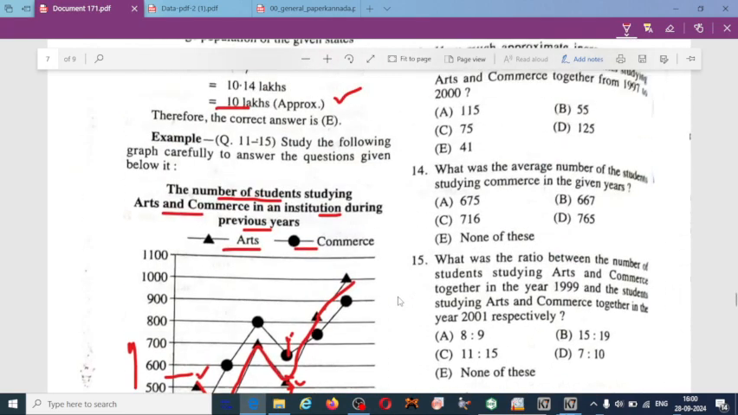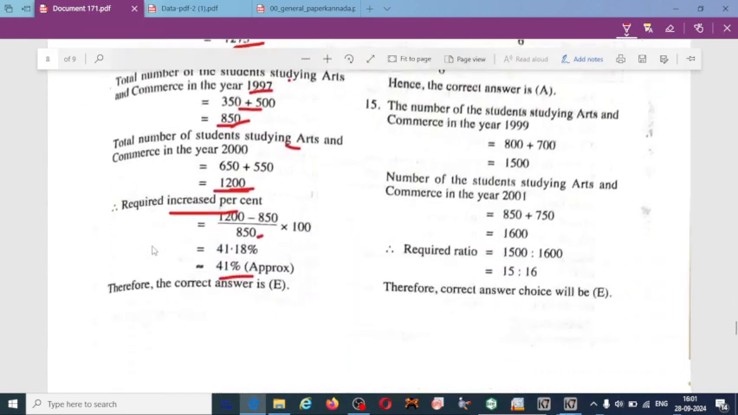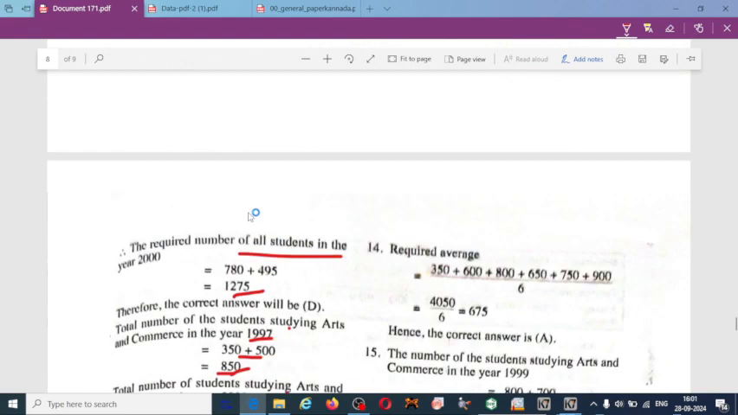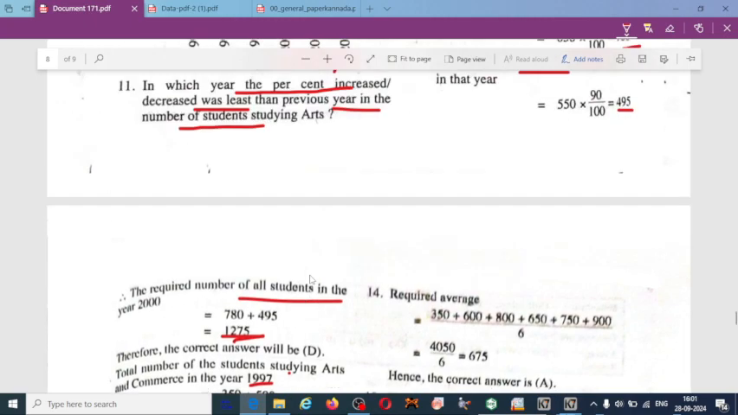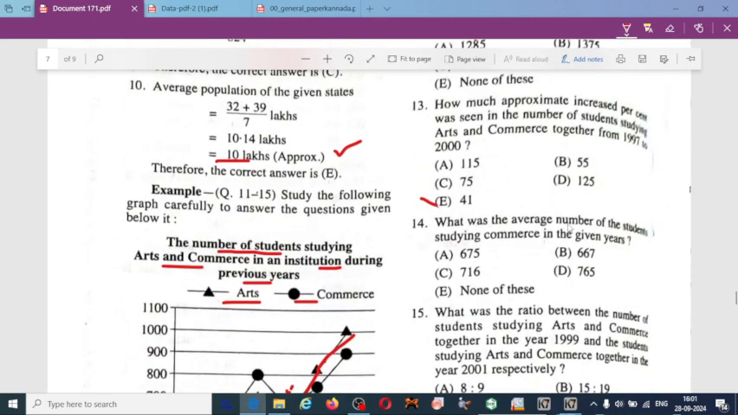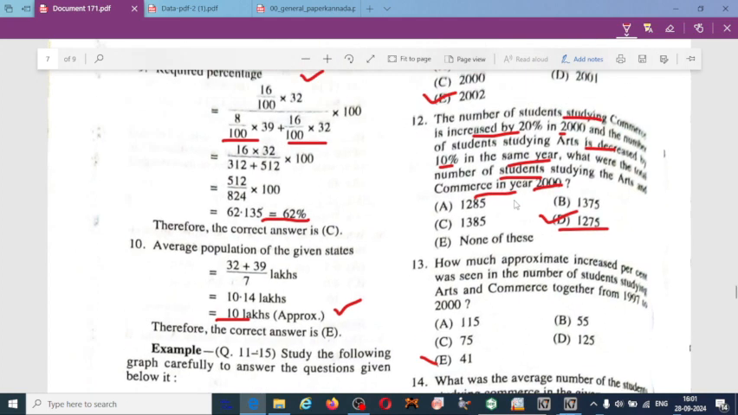The total number of students studying. This is for the option, the 12th question. The answer is 1275 for the 2000 year. 1275, option D.